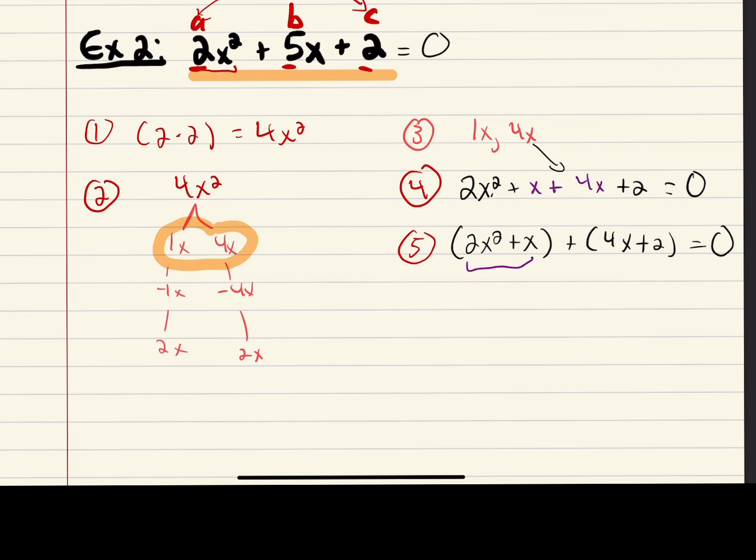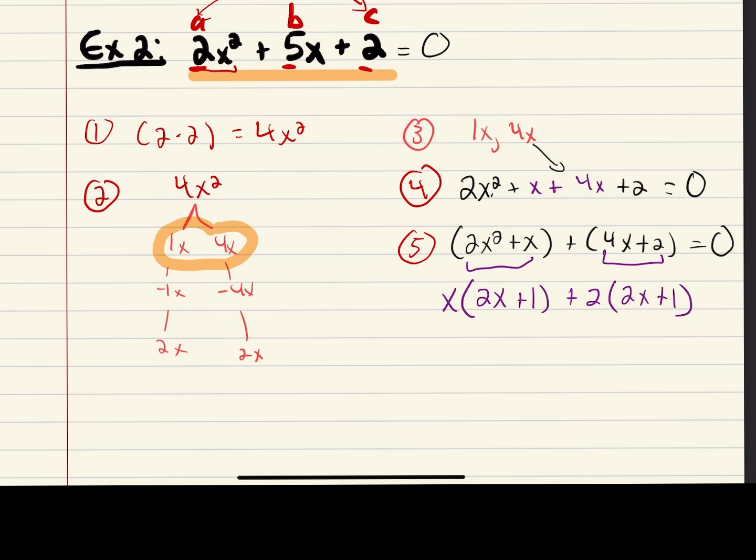So the first group will be 2x squared plus x, and I can see that there's an x that is common to both of these inside that group, but then nothing else. We'll pull out an x. And by pull out, of course, we mean divide. When we take 2x squared divided by x, that will just give us 2x. And then x divided by x is 1. And then for the other group over here, I could pull out a 2, since that is common to both. And so when I divide each by 2, that would give me 2x plus 1.